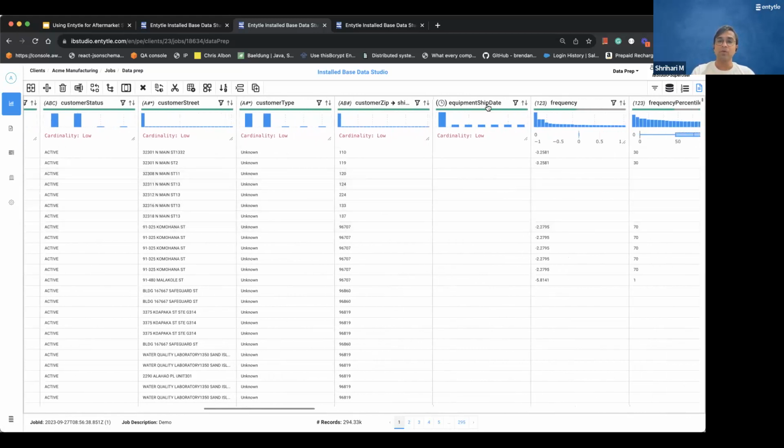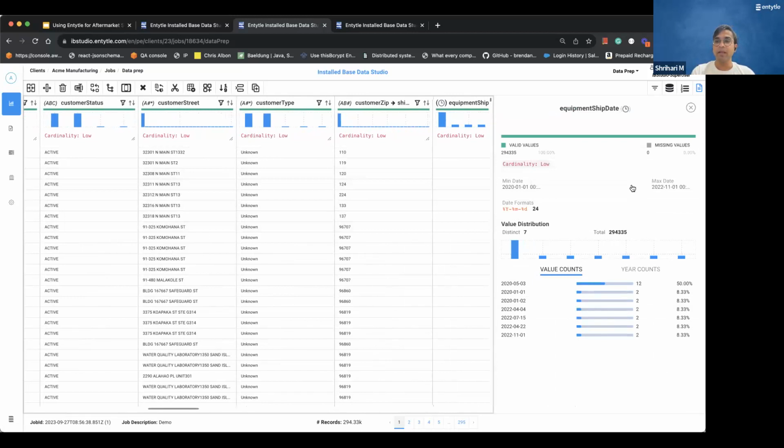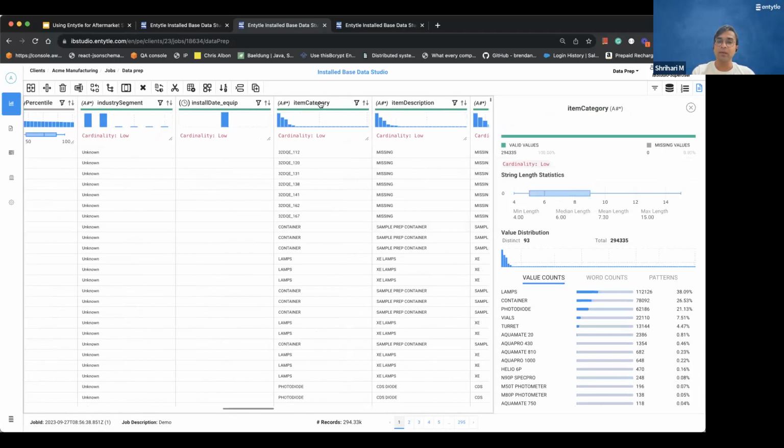For example, if you have equipment data and if you don't have equipment ship date, right? And even if you have it, you'll have to see what is the distribution of your data. What you can see here is 50% of the records have a ship date of 2020, right? Then you would see what is the item category, what is the distribution of my item category. For example, you would have shared transactional data with me, and I would want to see which item category is reflecting in most of the transactions. And you can clearly see here that 38% of the transactions are happening in lab, right? And you would see what are the valid values, are there any missing values, what is the distribution.